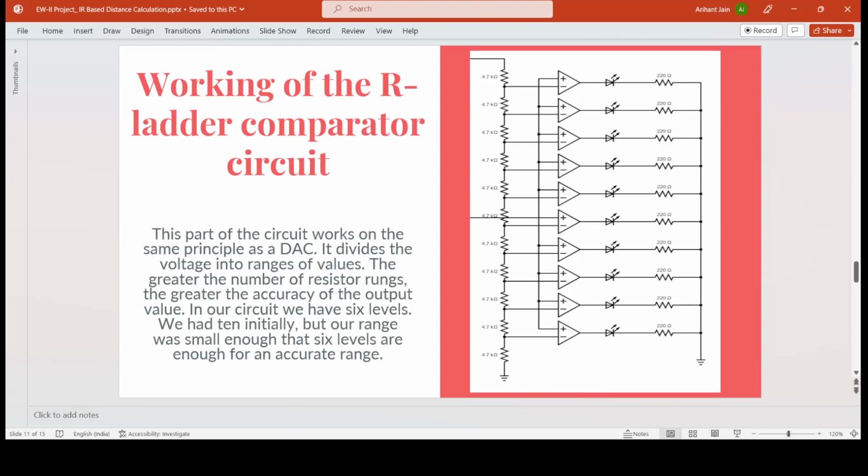So in the circuit, we have shown 10 levels, but in the final implementation, we only did 6 because of the voltage levels we observed. Our voltage varied between around 1.5 to 5 volts. So we divided it into around 0.7 volt steps to get around 6 levels.